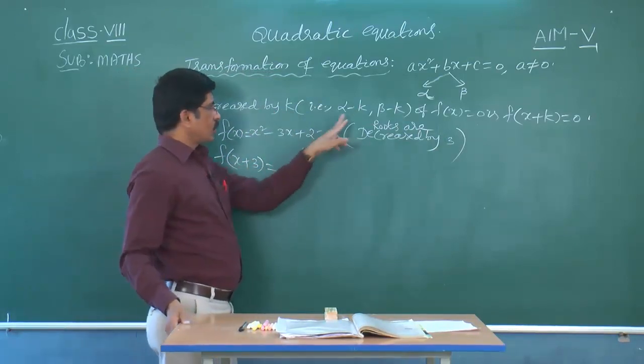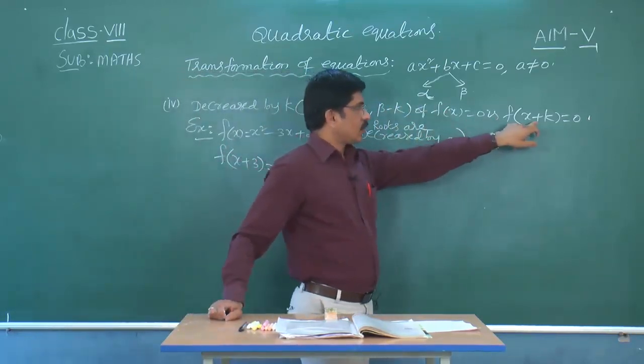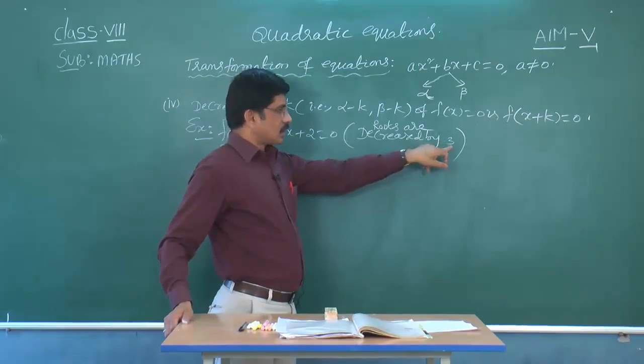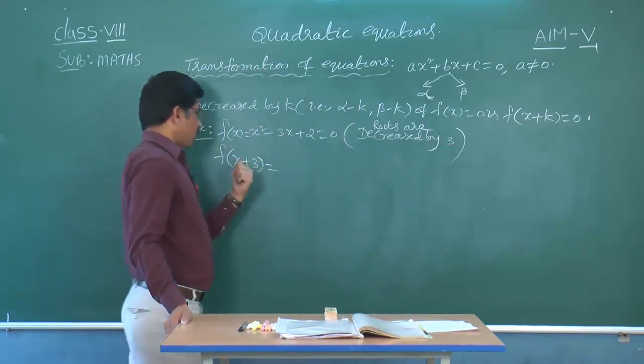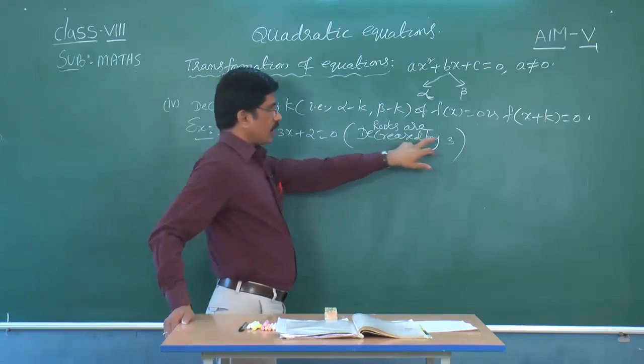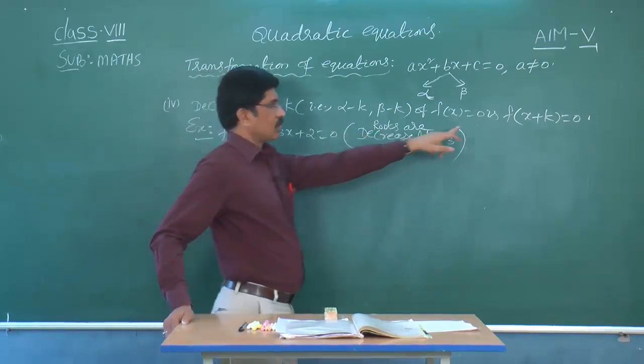Once again, decreasing the roots as minus k, we get the required equation with plus k. Suppose the decreasing root is 3, we take the required equation f of x plus 3, because decreasing is minus 3, so we take plus 3 according to the condition.